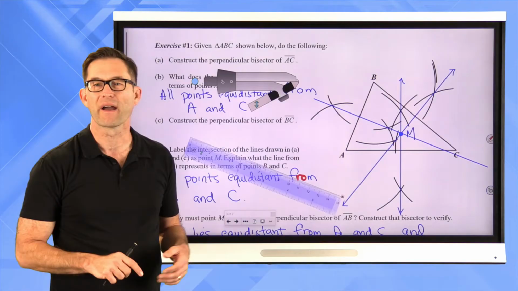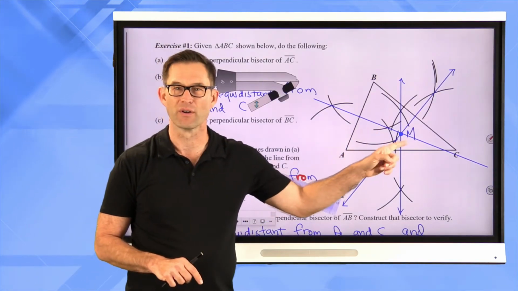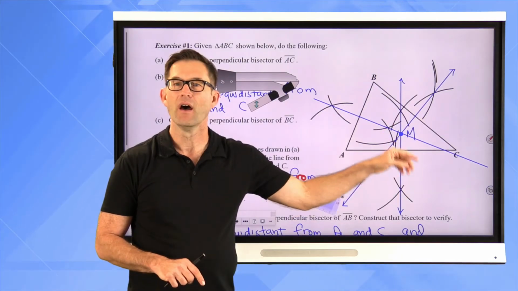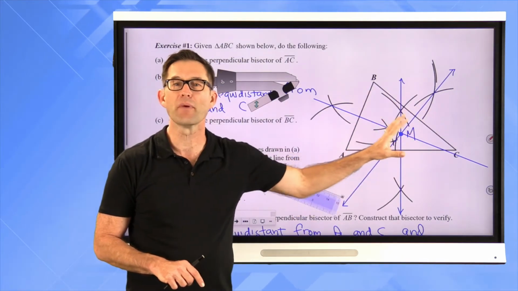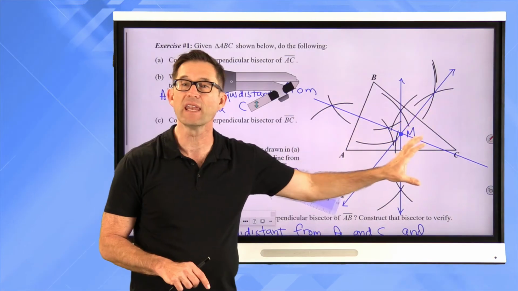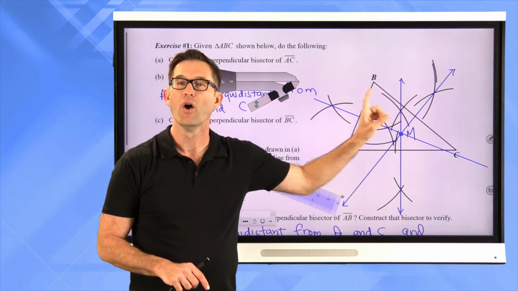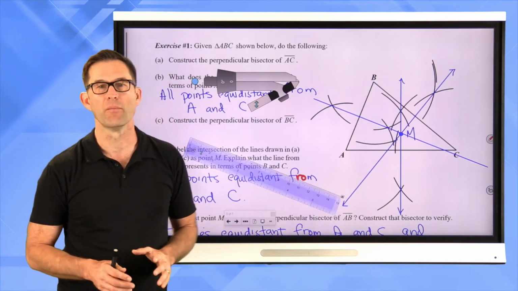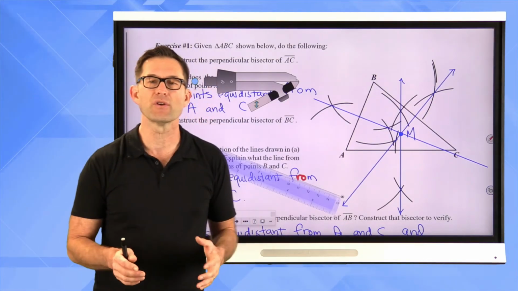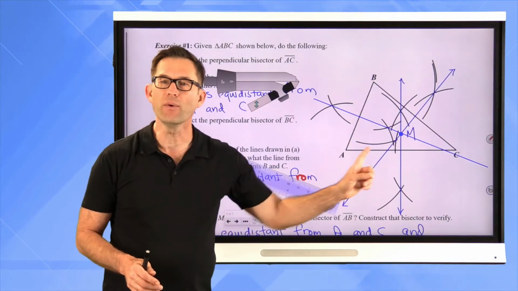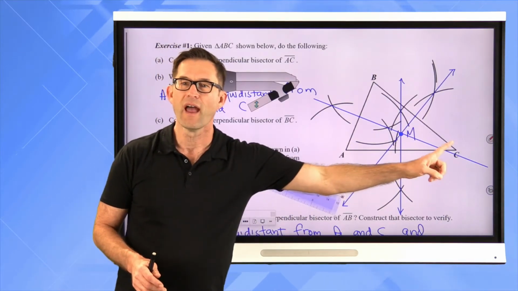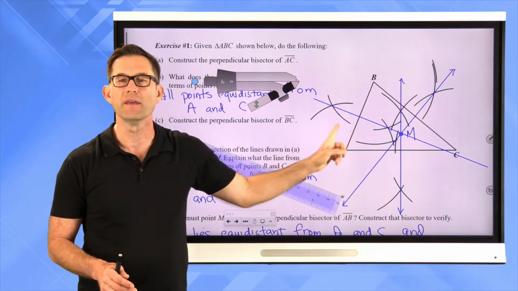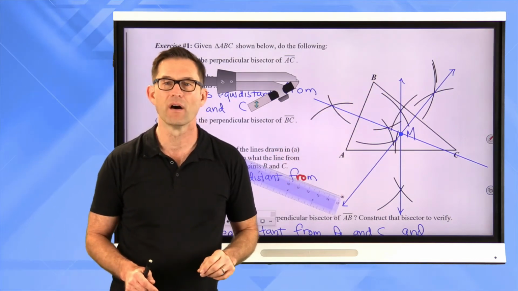Now, to loop back, this is a point of concurrency. The perpendicular bisectors of the three sides of any given triangle will all intersect at the same point. And again, it's really remarkable. It doesn't seem like that should have to be the case. But if you're equidistant from 2 points and then equidistant from another 2 points of the triangle, then you have to be equidistant from the last 2 points on the triangle.